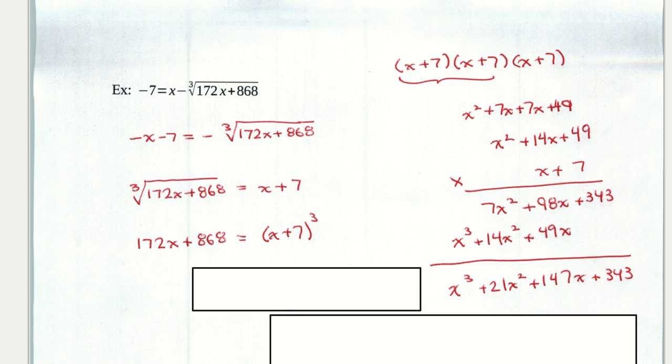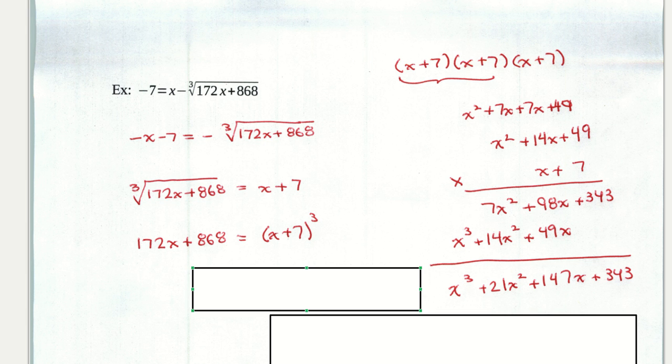So there's the 7 being multiplied into everything in the first row. 7x squared. 7 times 14 is 98. And 7 times 49 is 343. And in the second row, there's x being multiplied into everything. x times x squared is x cubed. x times 14x is 14x squared. And x times 49 is 49x. Multiplication is repeated addition. We're going to add these up, and that gives us the 4 terms.